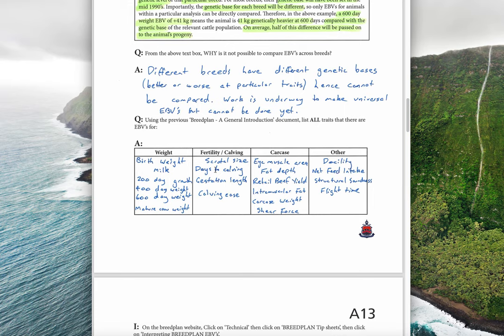These ones also are all here, and scrotal size is important. We'll talk about scrotal size shortly, but it is an example of the larger scrotal size a bull has, the more fertile it is, and the more fertile its offspring will be. So that is important, and it is measured.